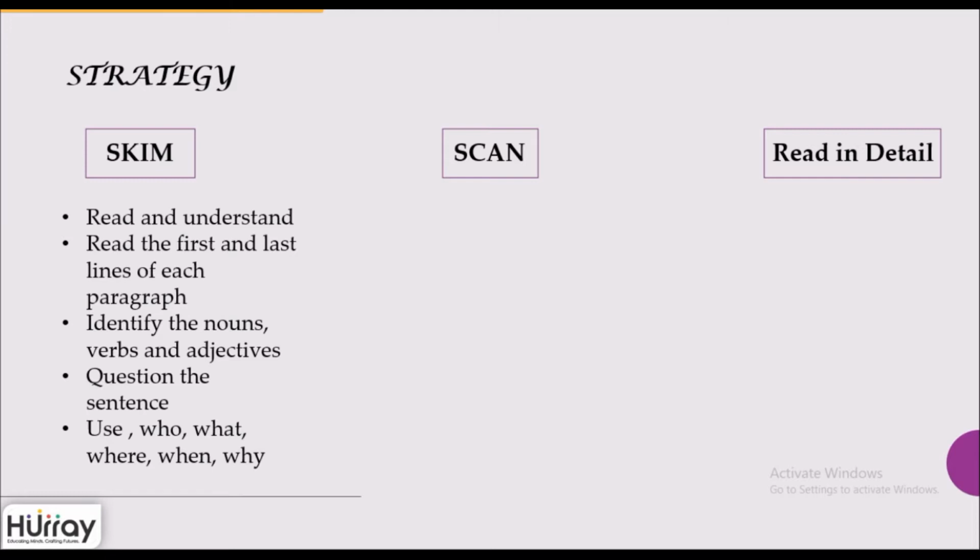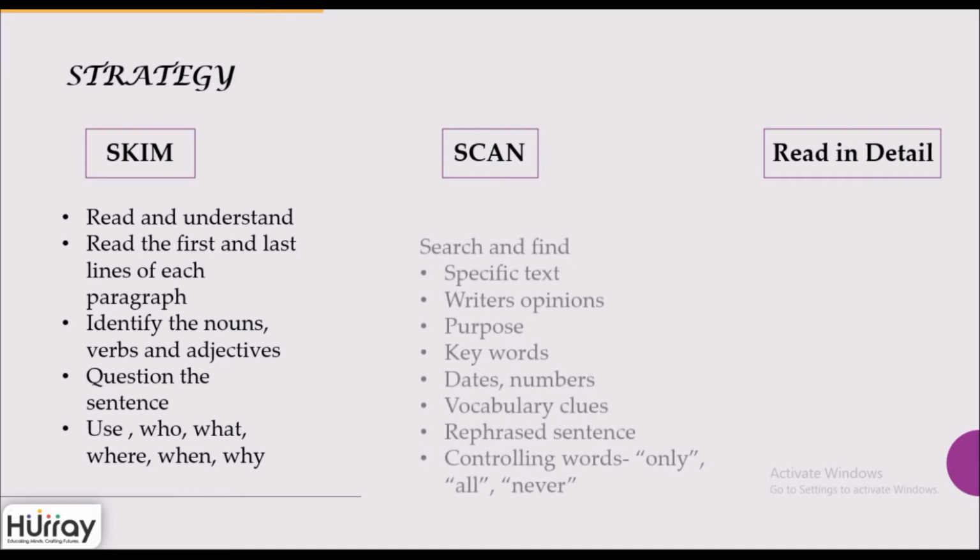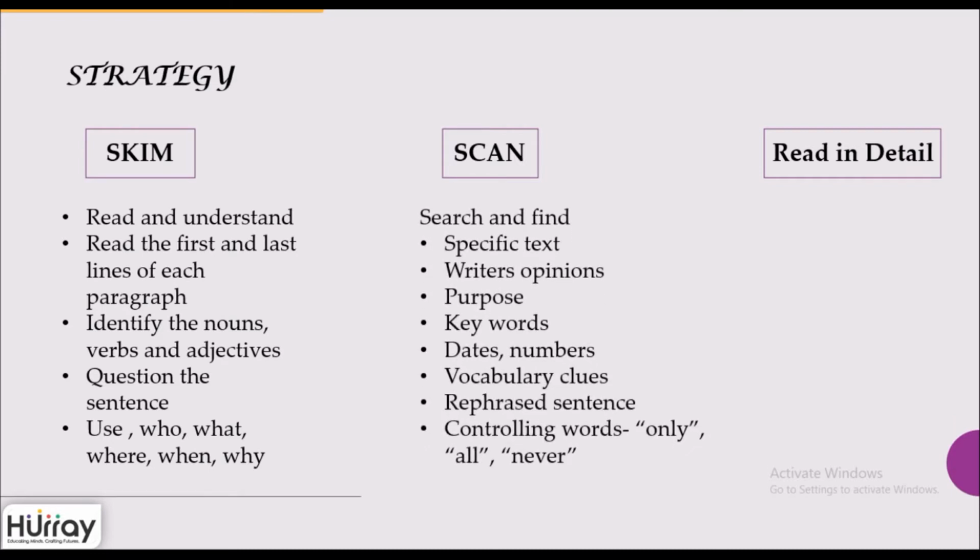Identify nouns, verbs, and adjectives in the statement given and match them to the text. Question the sentence. You can use who, what, where, when, and why to figure out the answer. In true, false, not given, scanning is always a good option. How you can do this is search and find specific text, look for the writer's opinion or purpose, match keywords, use dates, numbers, and vocabulary to find your clues in the passage and the paragraph.